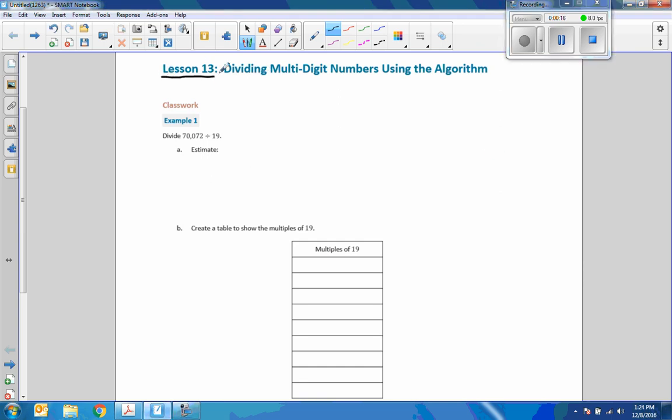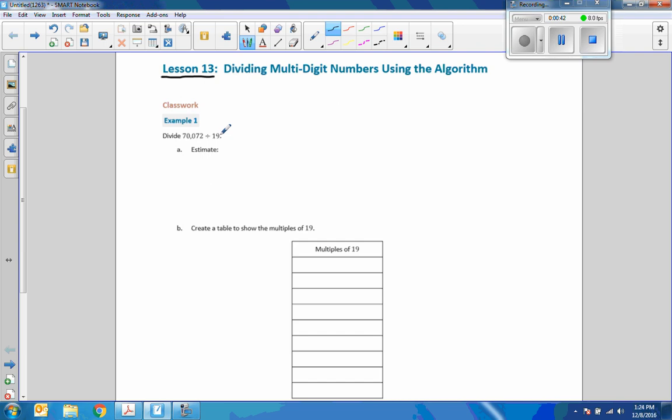Alright, here's lesson 13, dividing multi-digit numbers using the algorithm. So, divide 70,072 divided by 19. Okay, what number? So estimate, make a table of values, and use place value to divide multi-digit numbers using the division algorithm.